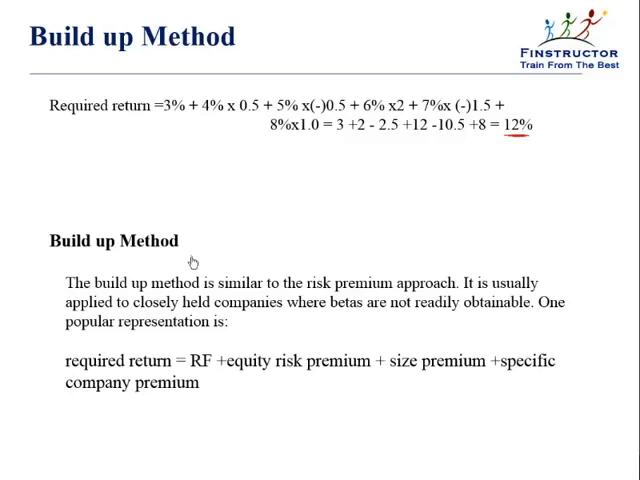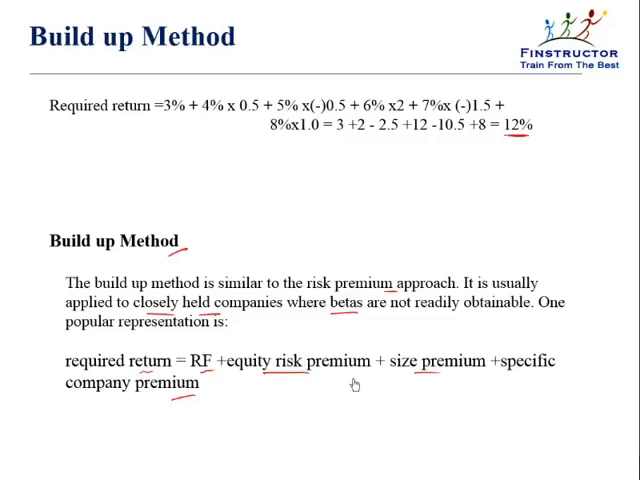The last approach is referred to as the build-up method, which is similar to the risk premium approach, and it is normally applied to closely held companies or private companies where betas are not readily available. So what we generally say is that the required return is the risk-free rate plus an equity risk premium plus a size premium plus a specific company premium. Rather than doing a beta multiplied by the average premium, we calculate it specifically for the company in question because betas are difficult to estimate for these companies.